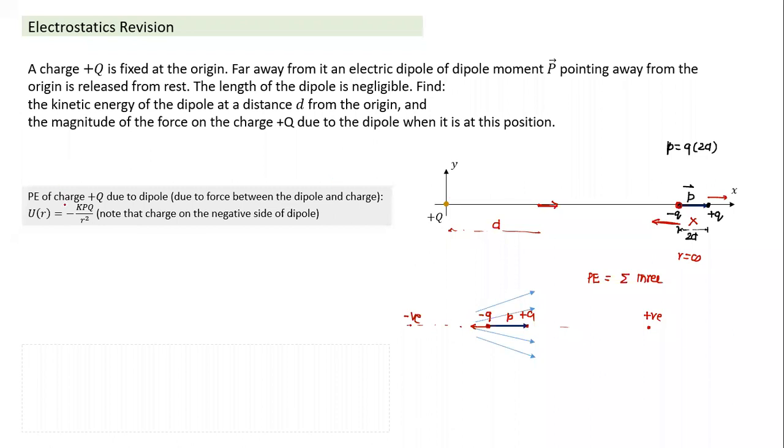Hence, I'll write the potential at the point is equal to minus Kp by r square, where r is the distance of charge plus q from the dipole. Multiplied by the charge, that becomes my potential energy between the dipole and the charge here. Note, the charge is on the negative side. So this is U. Now it is easy.